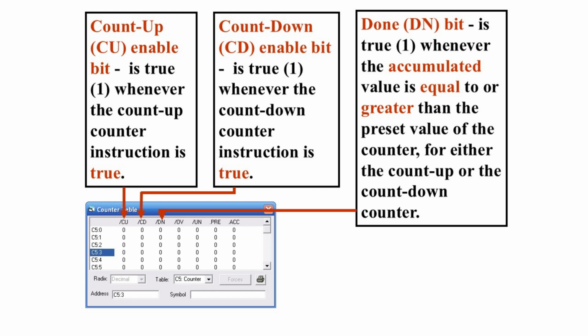The countdown bit, labeled CD, works the same way for down counters. It turns on each time the down counter rung is true. The done bit, labeled DN, becomes true when the accumulated value is equal to or greater than the preset value. For example, if the preset is 7, the DN bit activates on the 7th count, signaling that the target has been reached. When the DN bit turns on, it can be used to trigger other actions in the program, such as lighting an indicator or starting a new sequence.